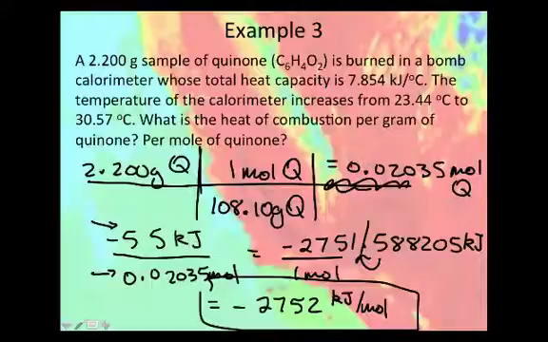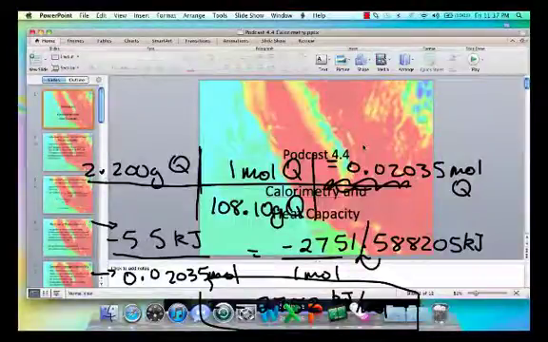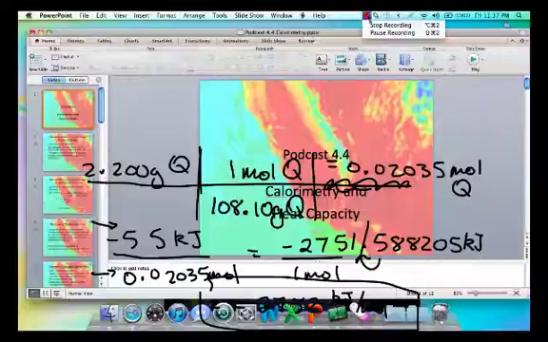So, hey, what do you know? We've done 3 examples, and I think that's it. Let me have a look. Yep, sure enough, that is the end of the podcast for calorimetry. Try the practice problems in your packet, and try the problems in your book. Let me know how it goes. See you guys in class.